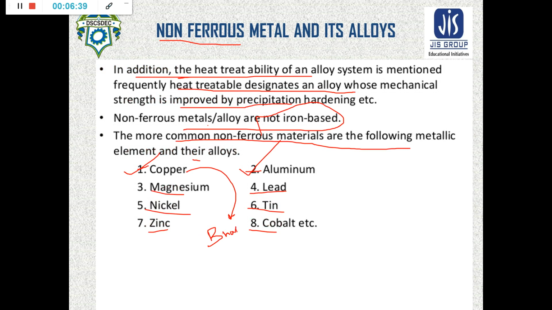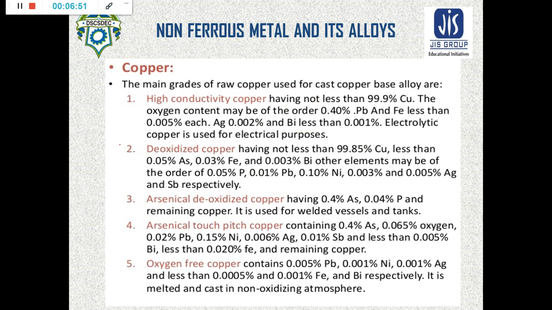And in the next lecture we will study about bronze, and after that we will study aluminium and its alloys. So now copper, the main grade of raw copper used for cast copper based alloy.